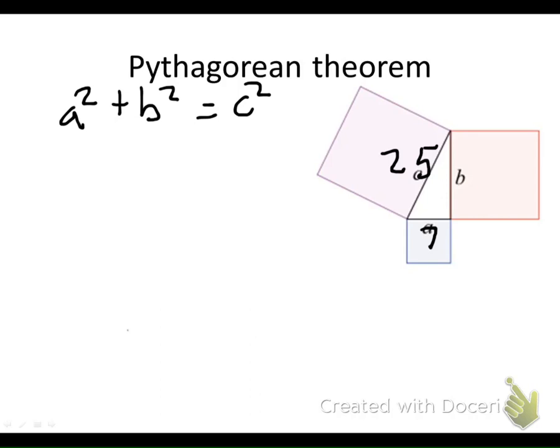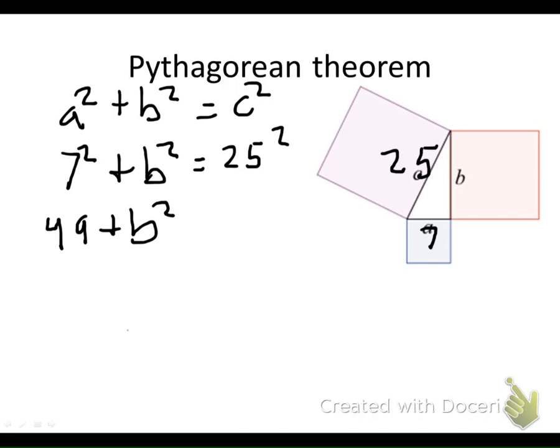Okay, so you should have already figured it out. If you haven't, press pause. Okay, so A squared is 7 squared. We don't know what B is, so that stays the same. C squared is 25 squared. Alright, so I know that my 7 squared is 49. We leave that B alone. It remains as B squared. 25 squared is going to be equal to 625.